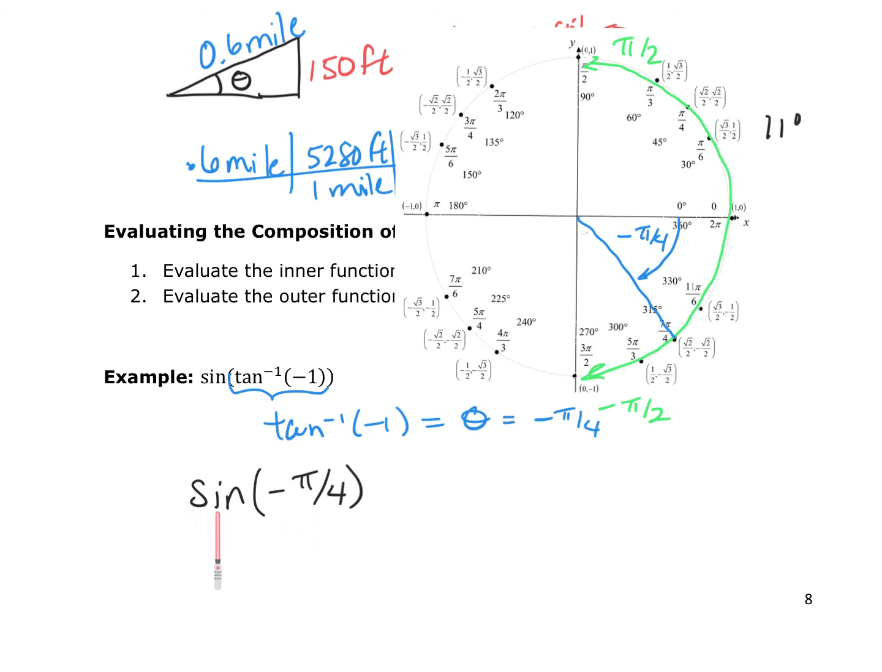Now I'm going to go and say, what is the sine? Now I'm just looking for the sine, not sine inverse. What is the sine of negative pi fourths? This is the negative square root of 2 over 2. So that's my final answer.